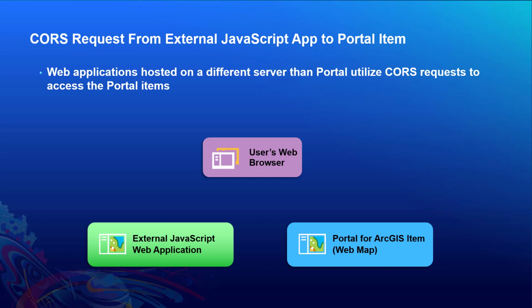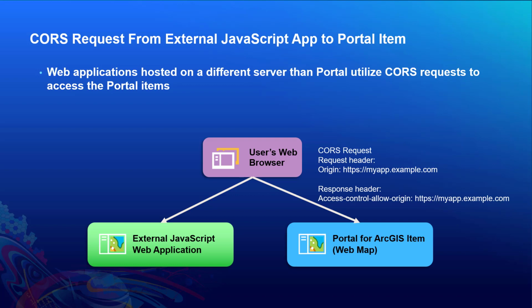When the web app is accessed by a web browser, the browser needs to make a CORS request to retrieve the web map JSON string that resides on Portal. The CORS request and response headers are identical to what we discussed for ArcGIS Server, where you need the origin header and the access control allow origin response header.